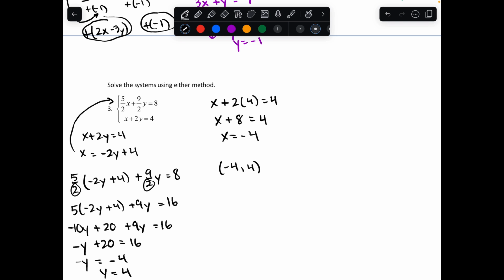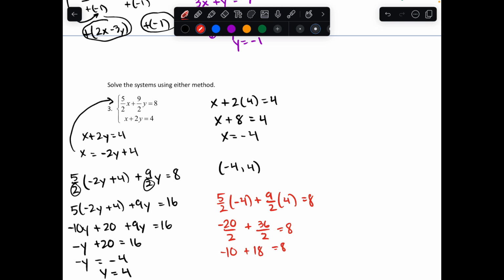But let's check both equations to make sure it satisfies both of them. So in red we have our top equation. So 5 halves times negative 4 plus 9 halves times positive 4 is equal to 8. Multiplying that out, we're going to have negative 20 over 2 plus 36 over 2 is equal to 8. Now negative 20 over 2 is going to be negative 10, and 36 over 2 is going to be 18.